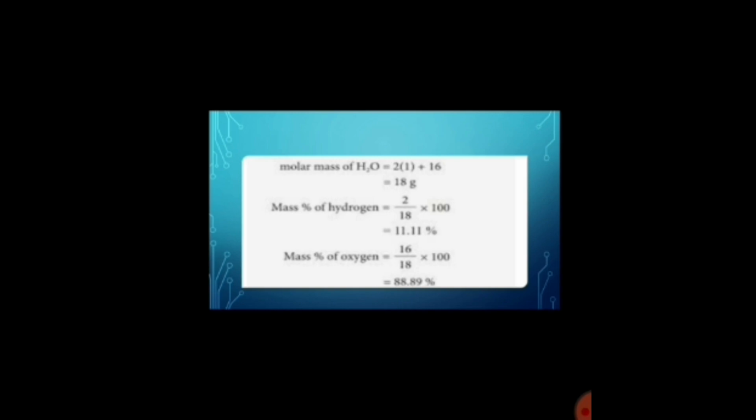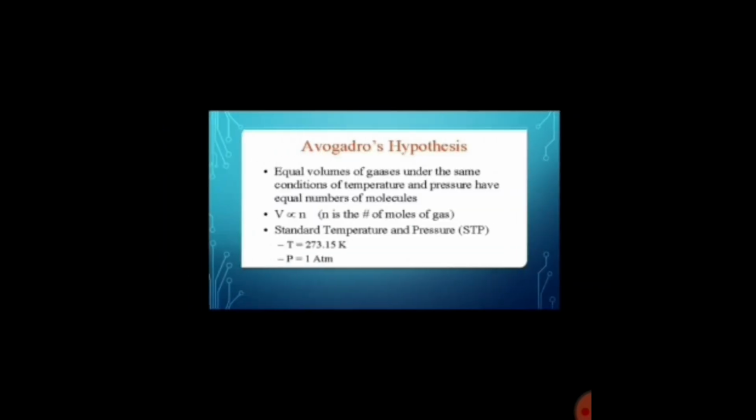In this, the mass of hydrogen is 2. So 2 divided by 18 into 100 gives the percentage mass of hydrogen, that is 11.11 percentage. In the same way, you can calculate the mass percentage of oxygen. In the water molecule, the molar mass of oxygen is 16, divided by 18 into 100, you get 88.88 percentage. In this way, we can easily calculate the mass percentage of any element of a compound.